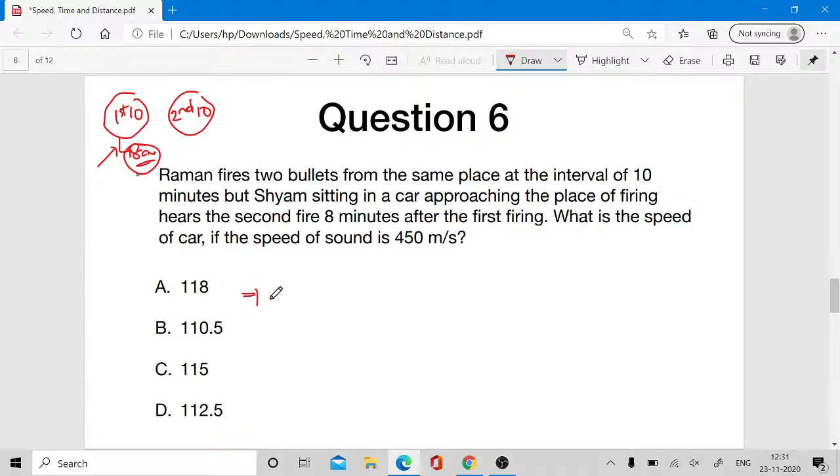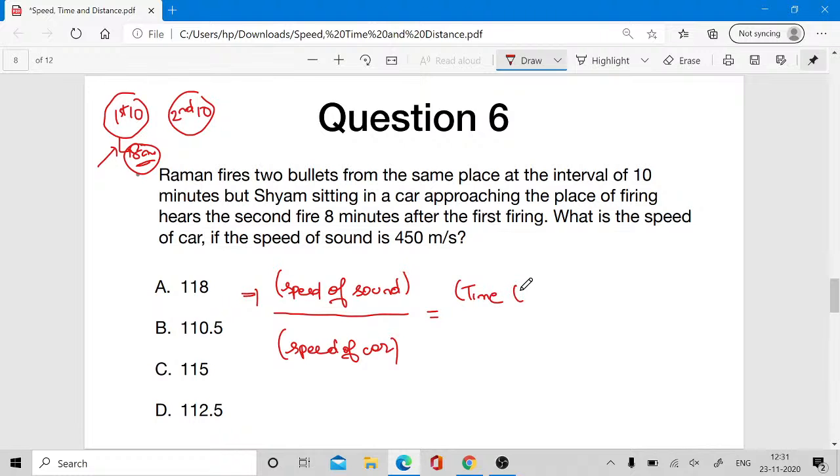इसके लिए एक simple formula है आपके पास, which is given by speed of sound divided by speed of car is equal to time utilized, मतलब पूरा टाइम कितना लिया मैंने, divided by time saved. So this will be the formula. So speed of the sound is already given, which is 450. Speed of the car नहीं पता है मेरे को, that will be x.